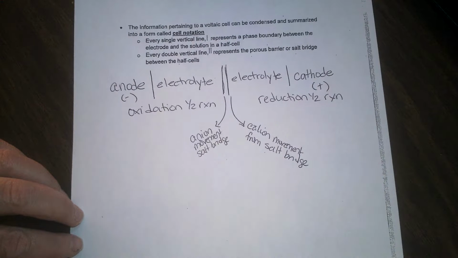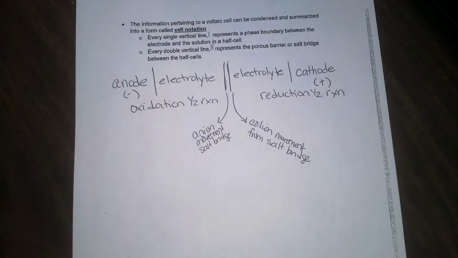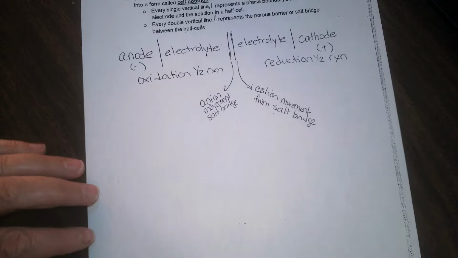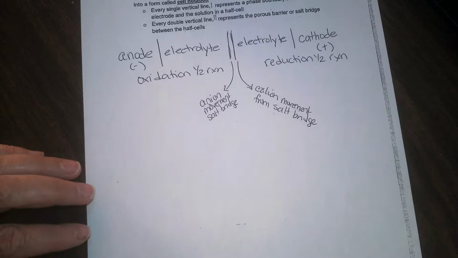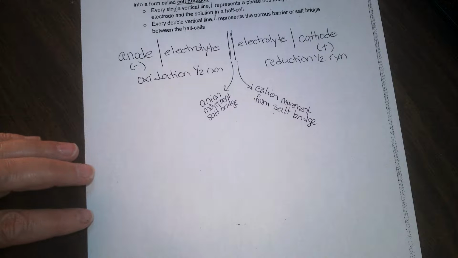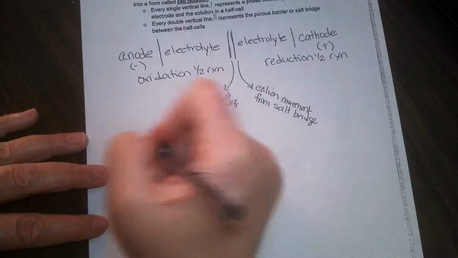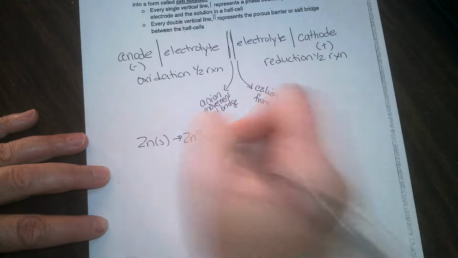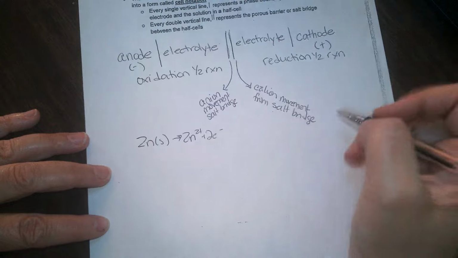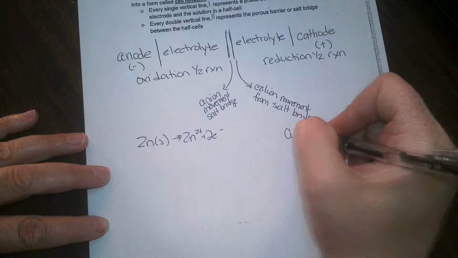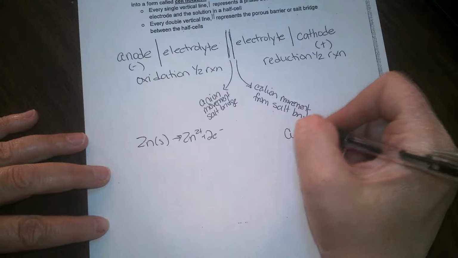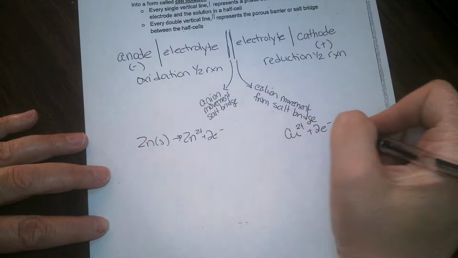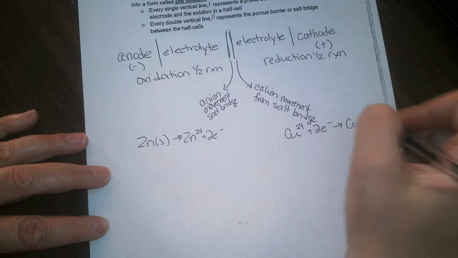All right, so what was the oxidation half reaction again? And what was the reduction half reaction? Copper solid. Okay, so cell notation.